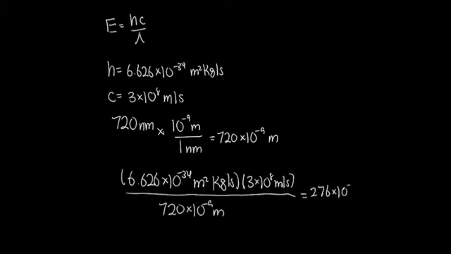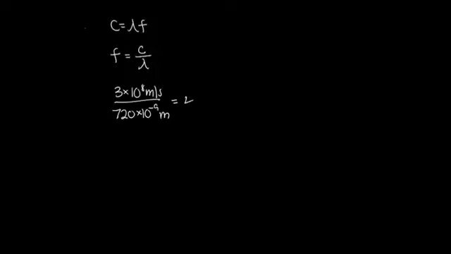Now let's move on to frequency. The relationship between wavelength and frequency is given by the following equation. C equals wavelength times frequency. Dividing both sides by lambda, we get frequency equals speed of light over lambda. Now let's put in the information we have. So the speed of light is 3 times 10 to the 8th meters per second divided by 720 times 10 to the negative 9th meters. And we get a final answer of 4.17 times 10 to the 14th inverse seconds, which is also equal to 4.17 times 10 to the 14th hertz.